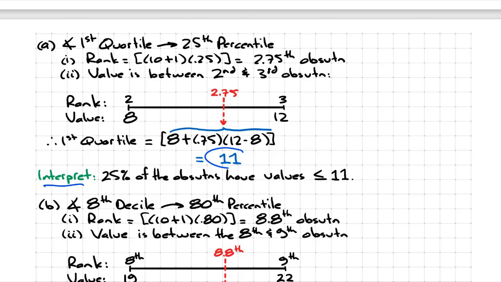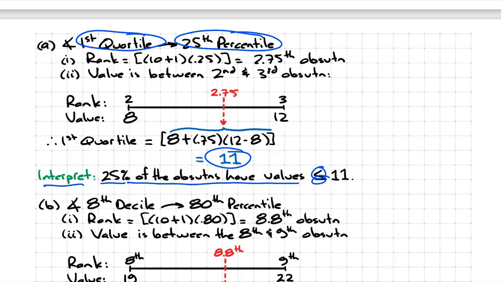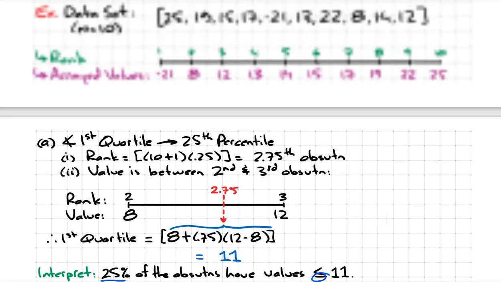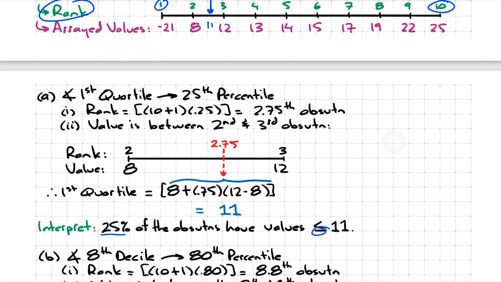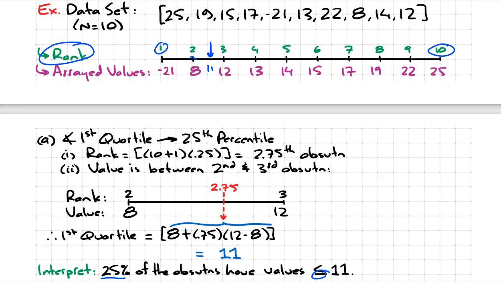So how do we interpret this 11? 25%, because that's what you asked for, first quartile. So 25% of the observations have values that are equal to or below 11. And you can see that right here. If we plot 2.75, which would be somewhere here, and our number was 11, that's what it says: 25% of all the observations would have values that are equal to or less than 11.